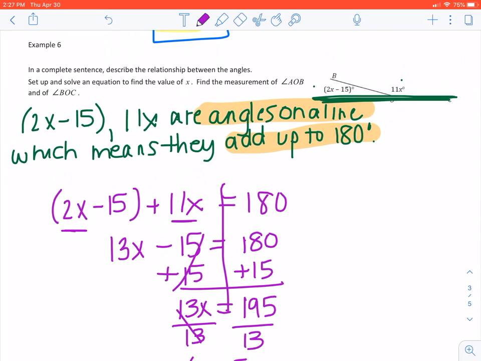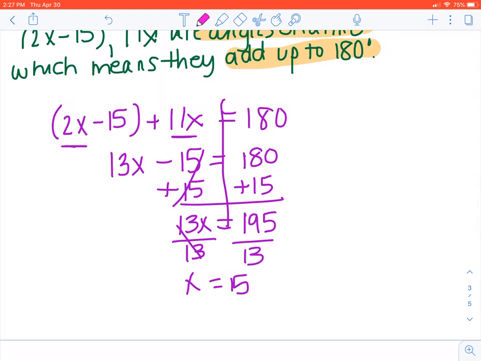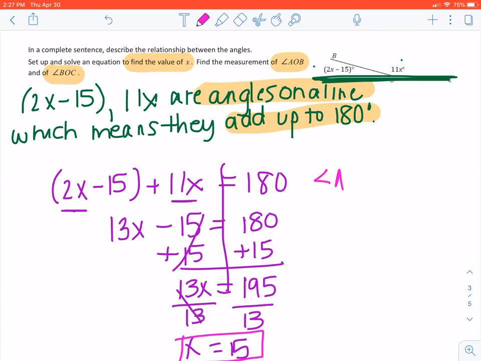Now let's go back up and look. This time, it says to find the value of x, which we did, but we also need to find AOB and BOC. So let me do that next. So here's our x. Now let's find AOB. Now if I trace that, AOB. Now that green is covering it up. Let me erase that green. There we go. AOB, that's AOB, is this one right here, 2x minus 15.